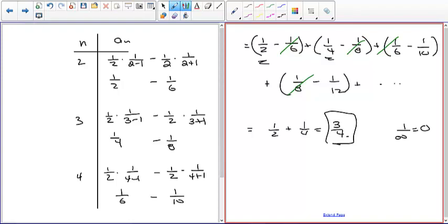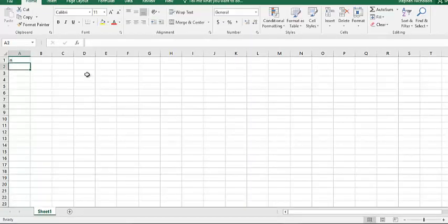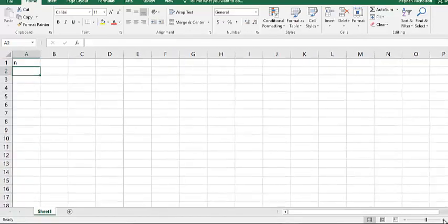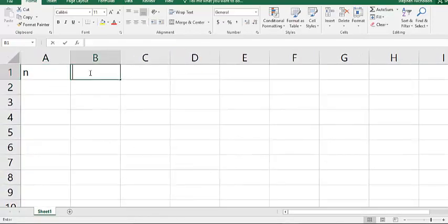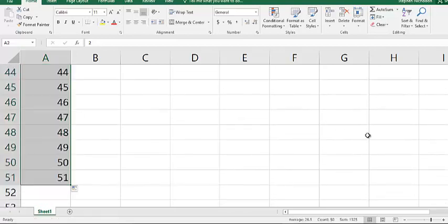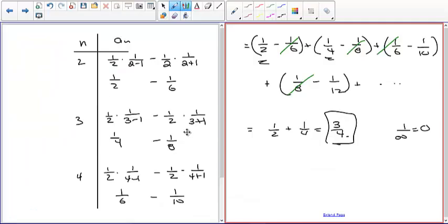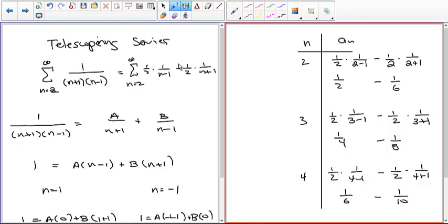Now I'm actually just going to do this in an Excel spreadsheet just to show you. So we're going to have n, and we're going to have a sub n. So here's a sub n. Here's the sum. So these are going to be the nth partial sums. We're going to start at 2, 3, 4. We'll do 51 terms. And I'm going to use the original expression, not the one that I broke apart. So it's 1 over n plus 1, n minus 1.